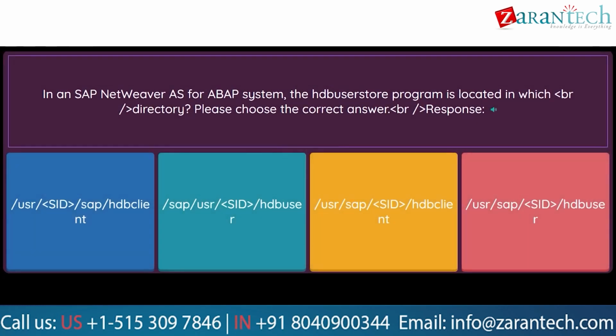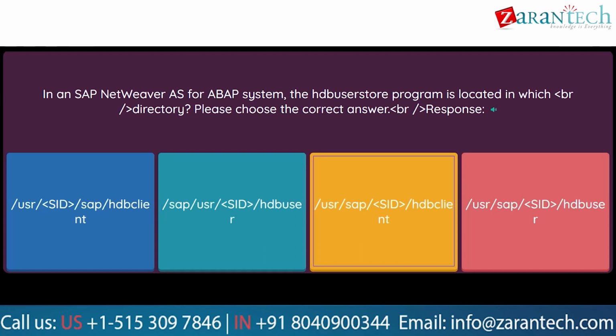Question: in an SAP NetWeaver S/4HANA system, the HWCCT program is located in which directory? Please choose the correct answer. Response. Option 1 /usr/sid/sap/hdbclient. Option 2 /sap/usr/sid/hdbuserstore. Option 3 /usr/sap/sid/hdbclient. Option 4 /usr/sap/sid/hdbuserstore.